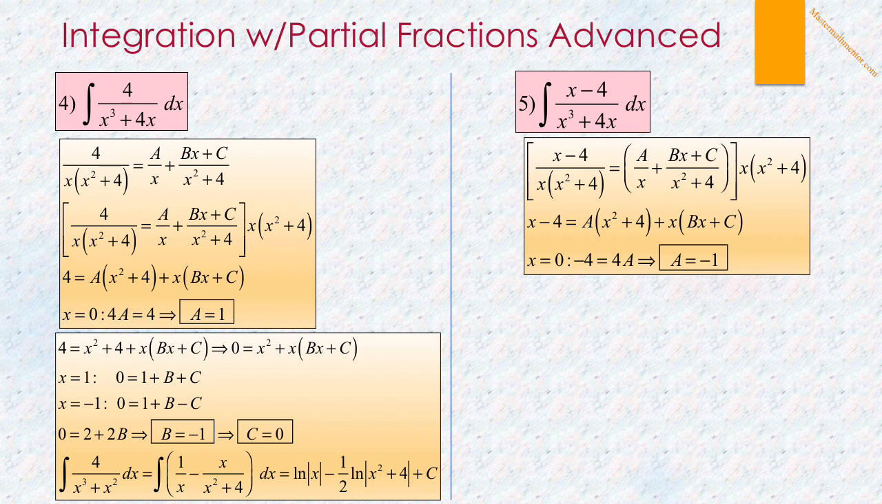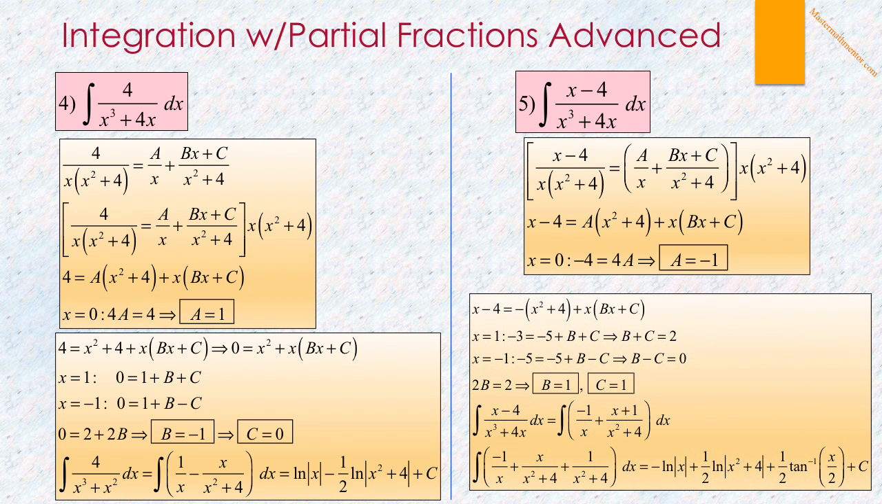Letting x equal 0, we get -4 is equal to 4a, and a is equal to -1. So our equation now reads x minus 4 is equal to -(x squared plus 4) plus x(bx plus c). Our technique remains the same. We will use two different values of x to generate two equations involving b and c.